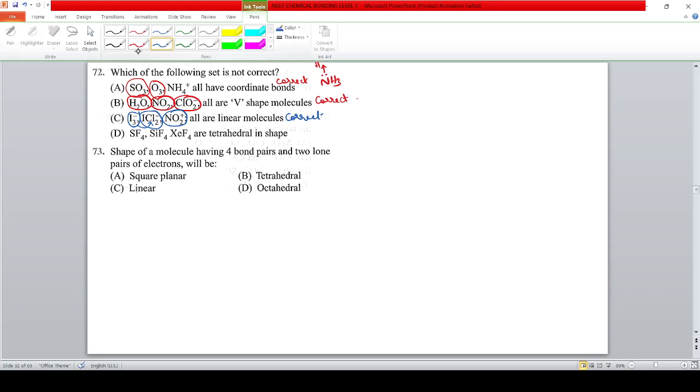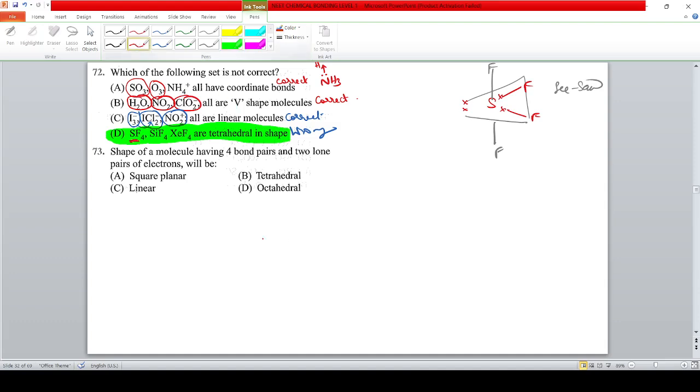Right. Going for option 4. SF4 is tetrahedral. It itself is wrong. SF4. Sulfur is having 6 valence electrons. 2, 3 here, 4th one here, 5th one on the top and 6th one on the bottom. This is SF4. It is seesaw shaped. Seesaw in shape, but it is given tetrahedral. So definitely this statement is wrong, and they are asking you which is not correct. So option D is not correct.